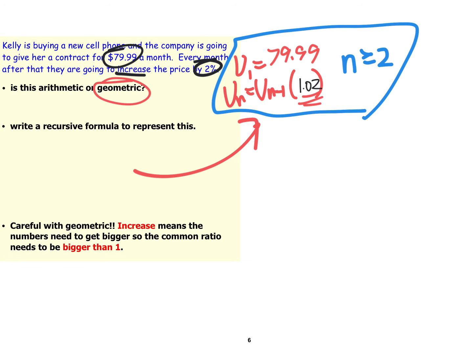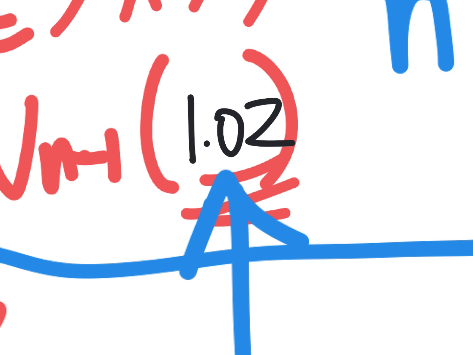All right. Careful with geometric. Increase means the numbers need to get bigger, so the common ratio needs to be bigger than 1. See, what a lot of people put is 0.02 in there. If you actually times by 0.02, it's going to shrink a lot. So you need 1.02, not just 0.02. That's what they're trying to say there. Common mistake is to say just 0.02. Wrong, 1.02. Even better, 1 plus 0.02, but it's the same thing.